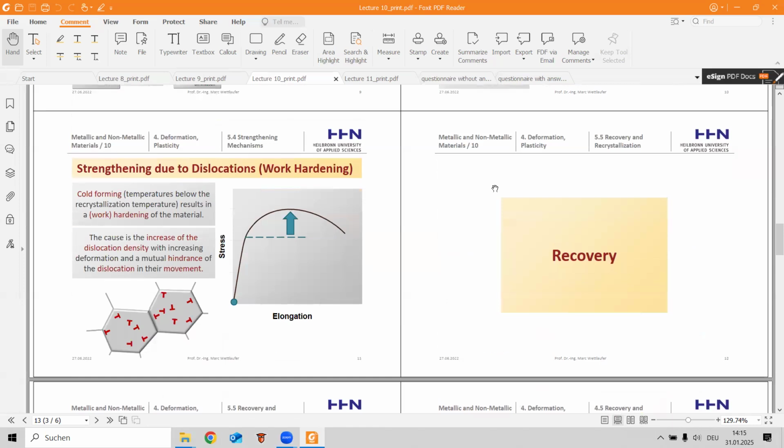Dislocations and hardening. Cold forming at a temperature below the recrystallization temperature results in work hardening of the material. The cause of the increase of dislocation density is increasing deformation and the partial hindrance of dislocation movement. So we have stress and elongation.